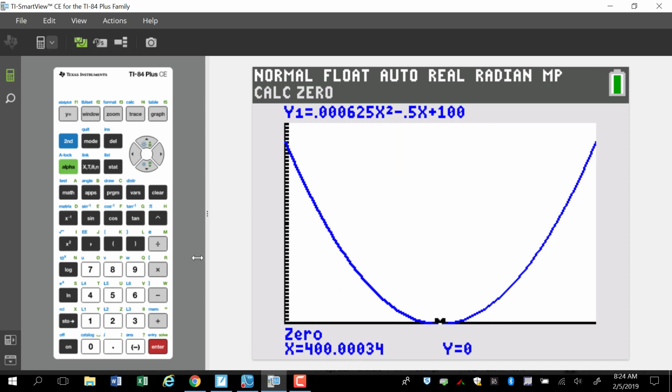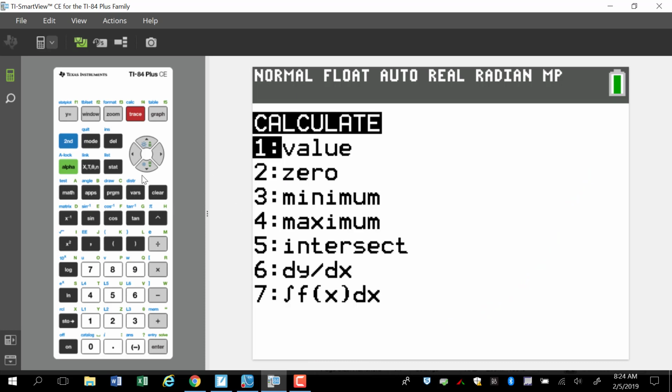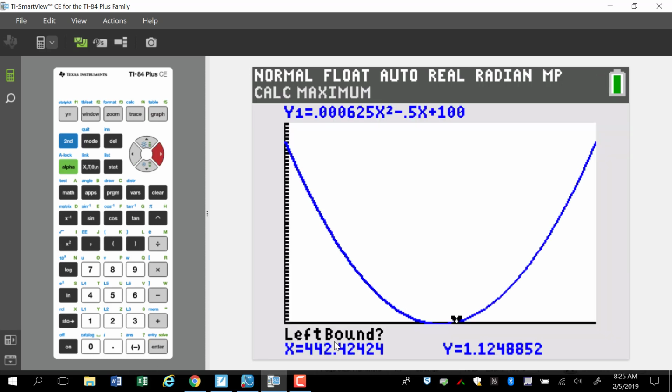400. If you would like, you could also use second calculate to find a minimum value or a maximum value. So let's just find a maximum value. If we want to find a maximum value between, let's say, here is our left bound and here is our right bound, what's the maximum value there? And there you go. That's kind of how your minimum and maximum values work, and your trace key.